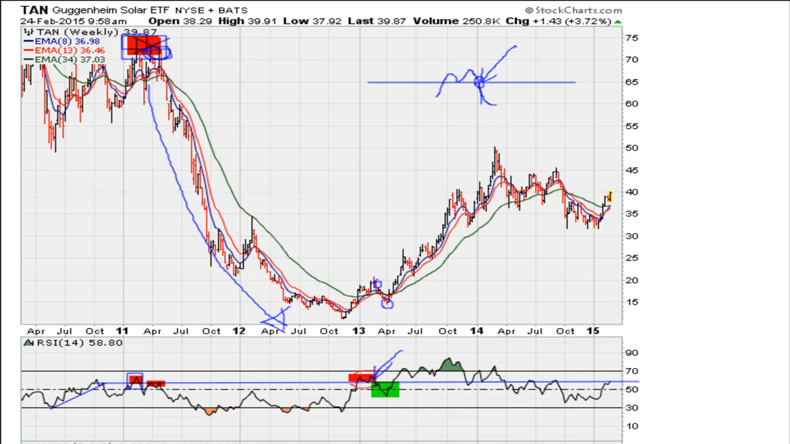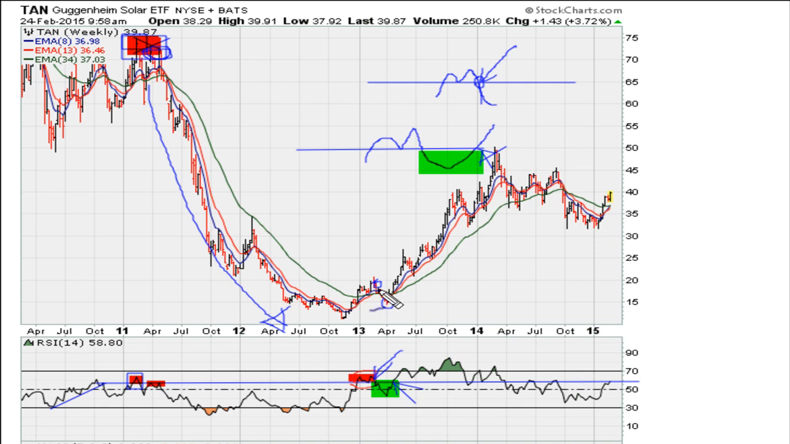So let me draw that again. So we are talking about a line that did a number like this, and I'm talking about this uniform action here, which corresponds with this uniform action here. Now, once the stock jumped above that, which is now this point on our example, the stock did have a nice run.